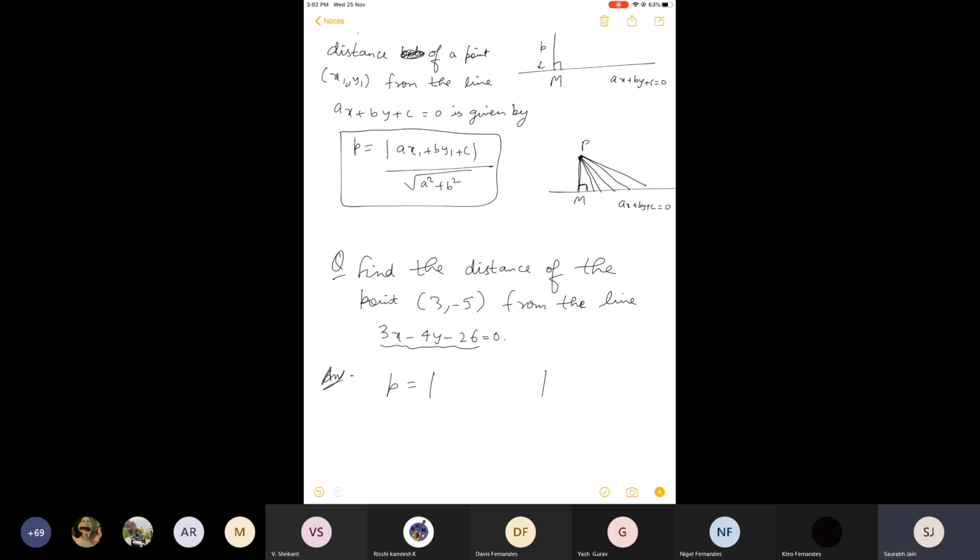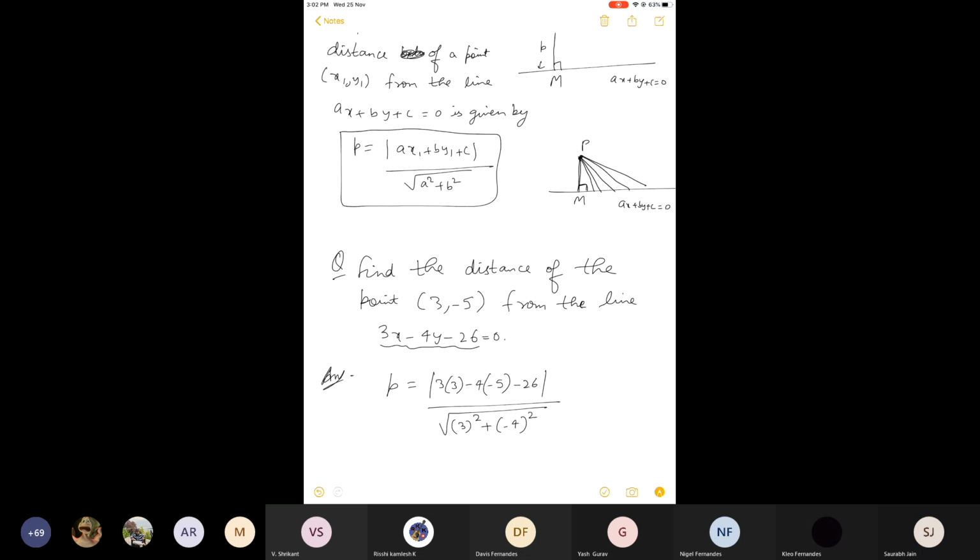In this, in place of x, you will put the x coordinate of the point, that is 3. Then minus 4. Then in place of y, you will put minus 5. Then minus 26 is there in the question. And it will be divided by under root of a square plus b square. What is a? Coefficient of x, that is 3. What is b? Coefficient of y, that is minus 4.